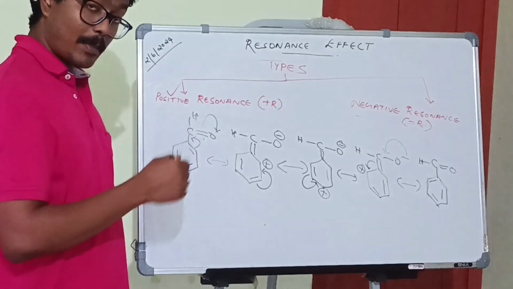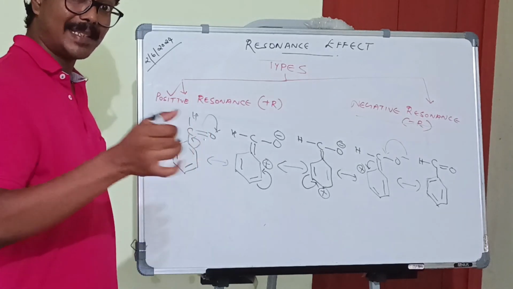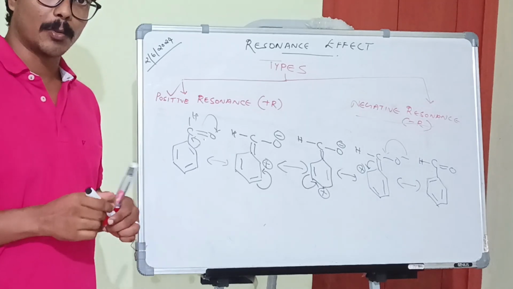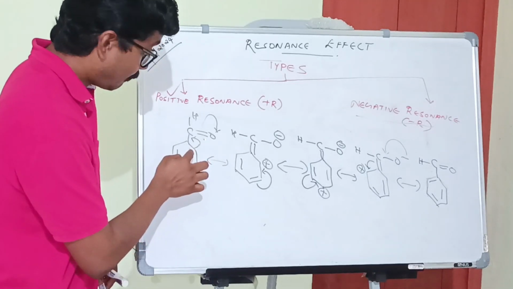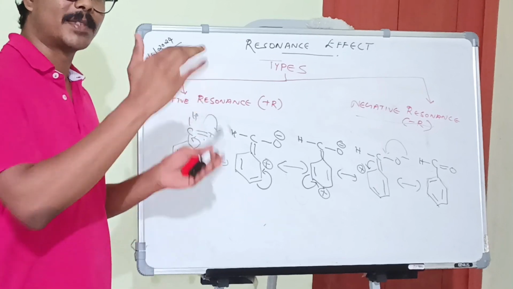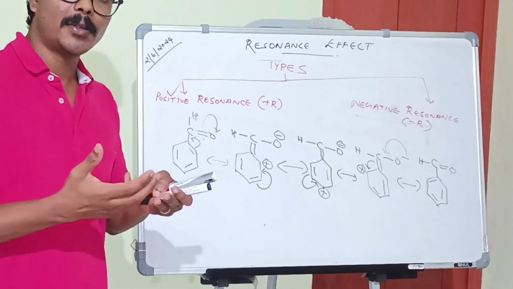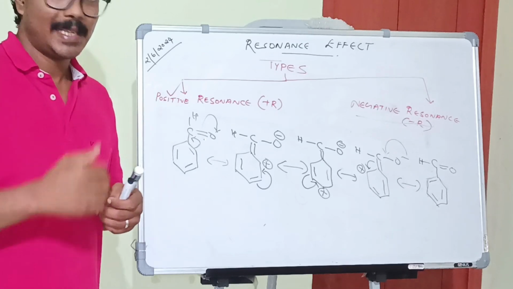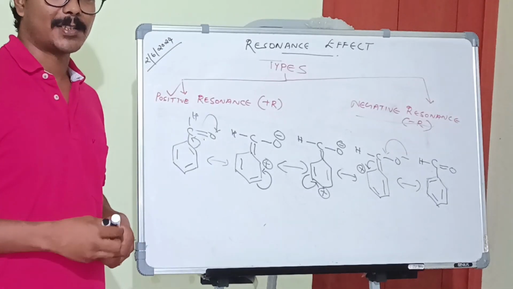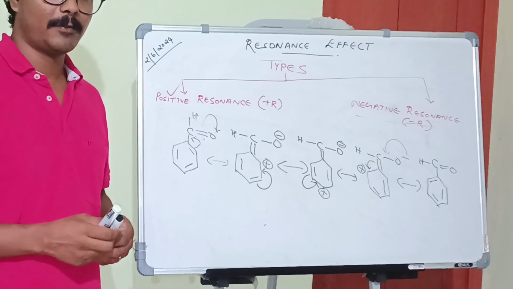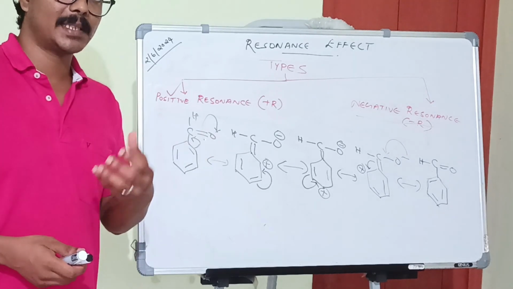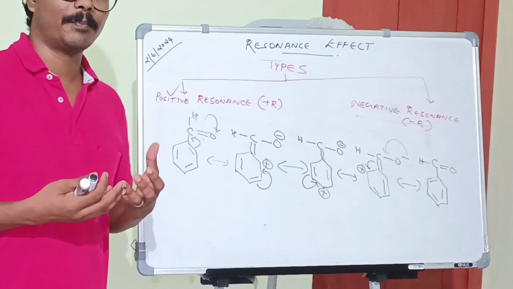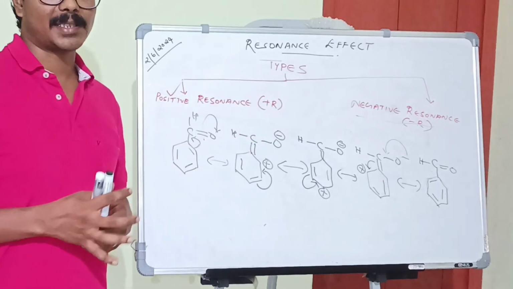So when a double bond is present in the substituent group, remember that case. When a double bond is present in the substituent group, what happens? The pi electrons from the ring move outside. That is, the substituent group withdraws electron density from the benzene ring. This kind of effect is known as negative resonance effect. If the substituent withdraws electron density from the benzene ring, or pulls the electrons from the benzene ring, it is called negative resonance effect.